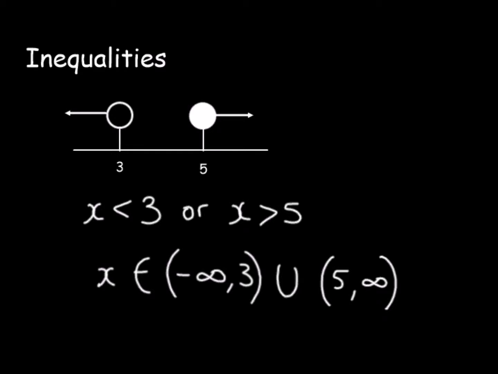Now, if we were to colour in the circle where 5 is, that means 5 is now included. So how would we adjust our expressions? Well, the first expression we'd have x less than 3, or x is greater than or equal to 5. And for the second type of notation, where we have the 5 with a round bracket, that would now become a square bracket. The square bracket means that 5 is now included as part of our solution.